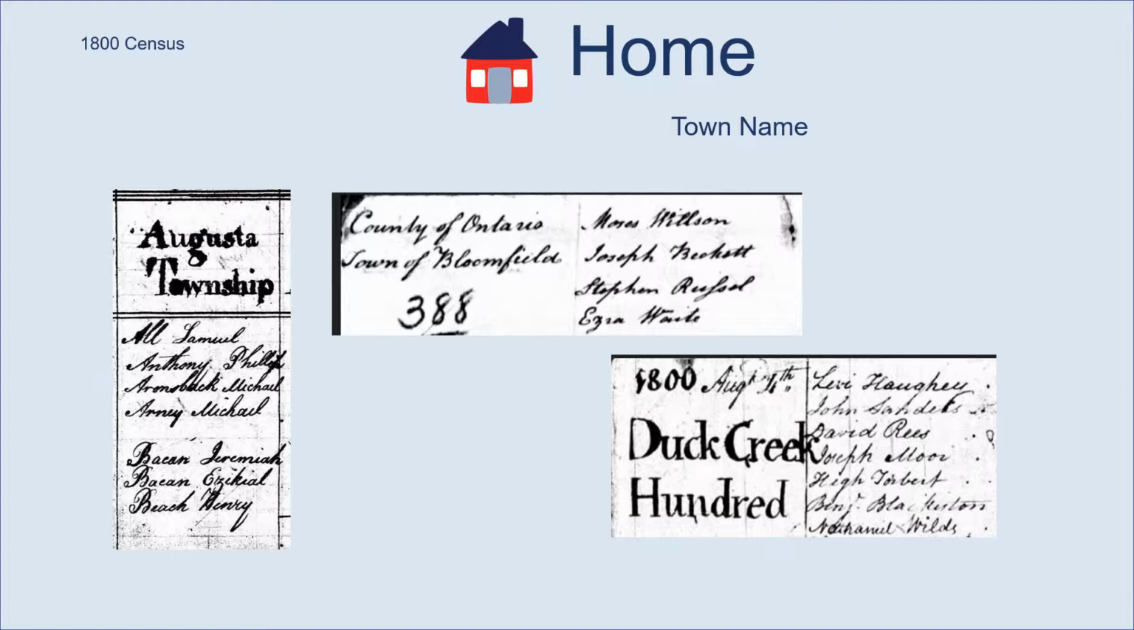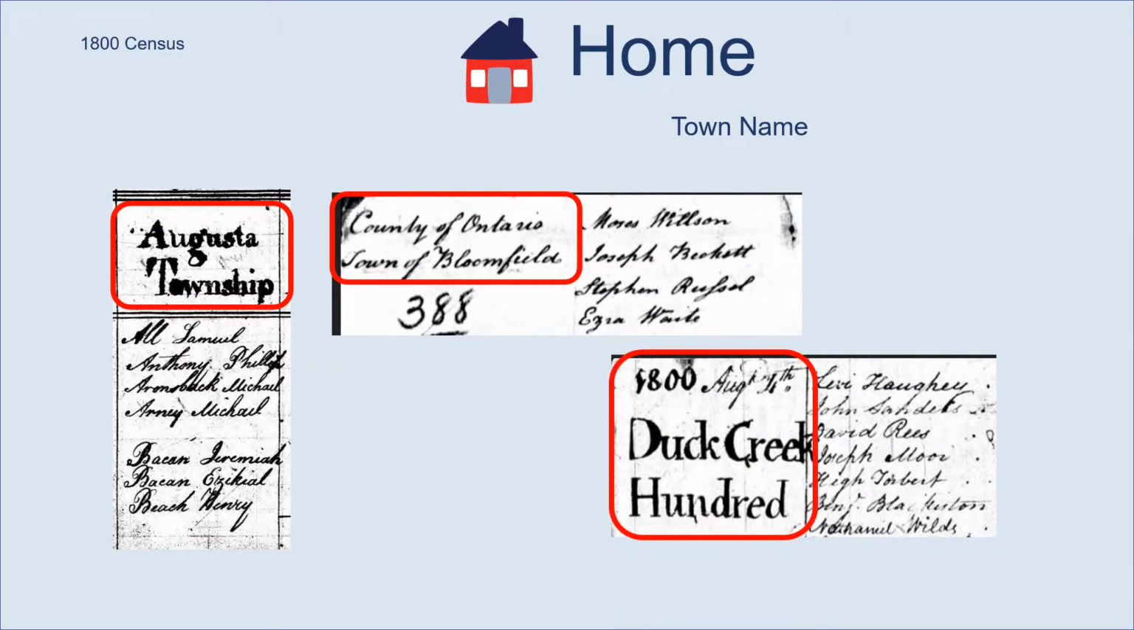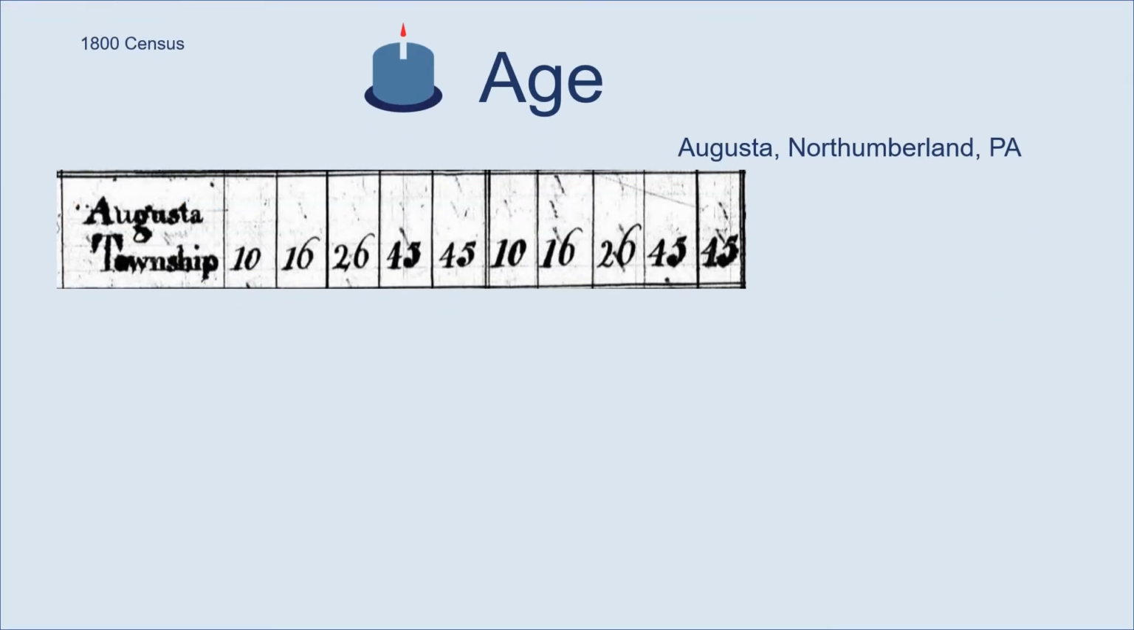Home. The town that people lived in was usually only listed on the first page of that town. If it is not on the page your family is listed on, you will need to look for the first page to find the town name. Augusta Township, County of Ontario, Town of Bloomfield, Duck Creek 100.